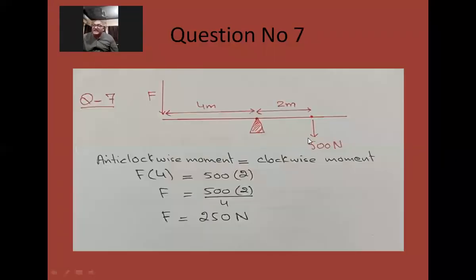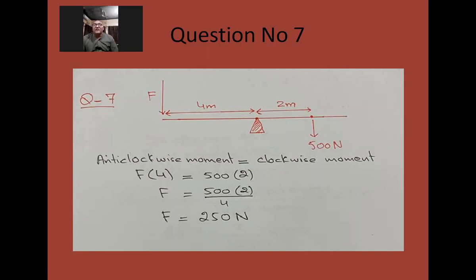Here you can see that 500 Newton is acting and the distance of this force from the pivot is 2 meters. This is trying to produce a clockwise moment. The force here, we want to calculate this. Its moment arm is 4 meters, its distance from the pivot. This will be trying to produce an anti-clockwise turning effect or anti-clockwise moment. So according to the principle of moments, the anti-clockwise moment is equal to the clockwise moment when the seesaw is in balance.